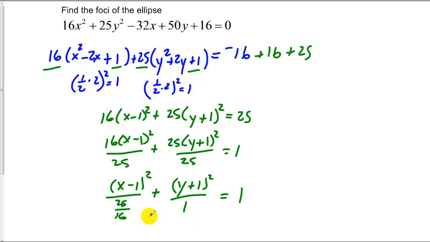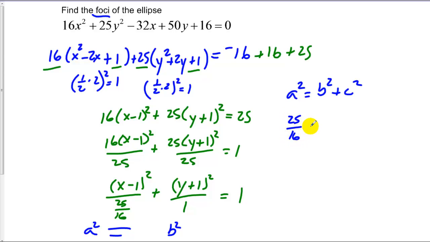Now we've got to figure out which is the bigger number between 25 over 16 and 1. Clearly that's 25 over 16. Therefore this is my a squared term, and this is my b squared term. And I'm going to need that to find my c term in order to find my focus. So I know that a squared, once again, is equal to b squared plus c squared. Got my a squared term, 25 over 16. I got my b squared term of 1, which I'm going to call 16 over 16.